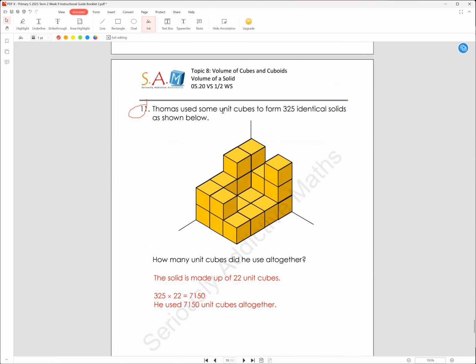One more question here. Thomas used some unit cubes to form 325 identical solids as shown below. So you want to find out how many unit cubes are required to form 325 of these figures. So again, find out 3 times 4 equals 12 units here. 12 units minus 1, 2, 3, 4, 5. So this would be 7 units. All right, and then this would be 3. Add them all up together, you get the total of 22. Right, multiply by 325. That's how they do this question.